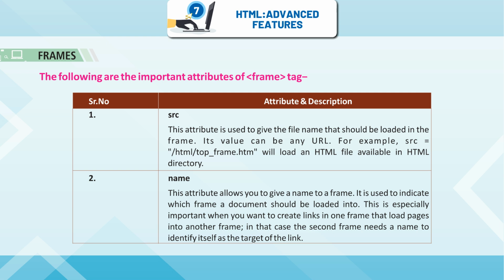1. SRC. This attribute is used to give the file name that should be loaded in the frame. Its value can be any URL. For example, SRC is equal to /html/top_frame.htm in double quote will load an HTML file available in the HTML directory. 2. Name. This attribute allows you to give a name to a frame. It is used to indicate which frame a document should be loaded onto. This is especially important when you want to create links in one frame that load pages into another frame. In that case, the second frame needs a name to identify itself as the target of the link.